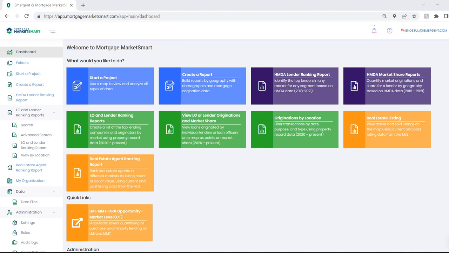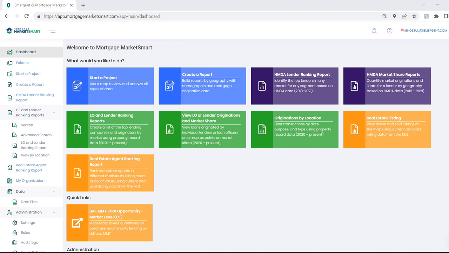This tile has to do with viewing the HMDA data, but visually on top of a map. So I would be able to see in a heat map where a specific lender originated loans in a market. So the red indicator would mean that that lender originated more loans in this area versus a blue indicator would mean that lender originated fewer loans in that area. So those are the HMDA tiles.